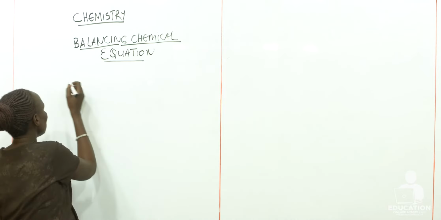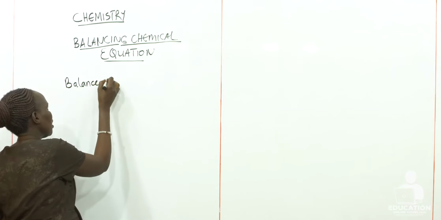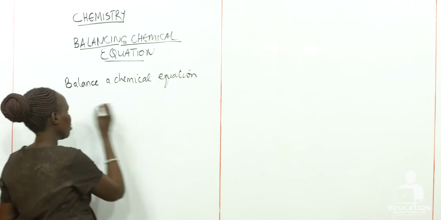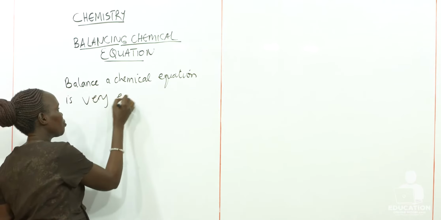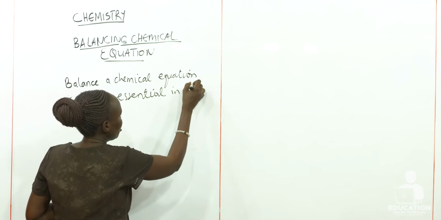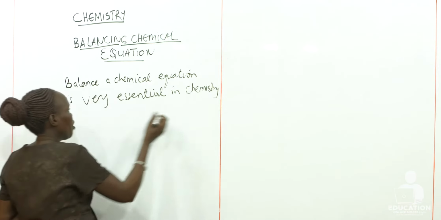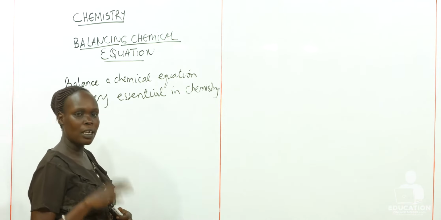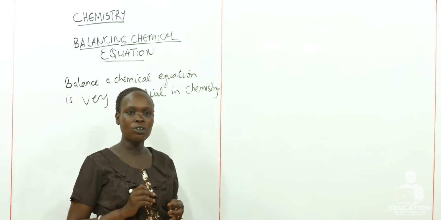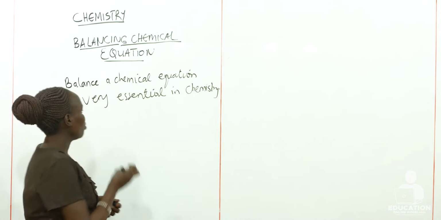So balancing a chemical equation is very essential in chemistry, in chemical reactions. If you have a balanced chemical equation, it shows that the reaction has gone in a very acceptable way. A balanced chemical equation shows that you have an equal number or amount of substances reacting together.